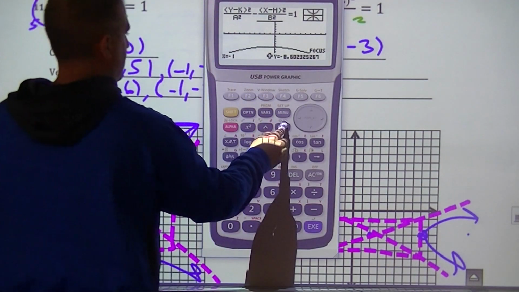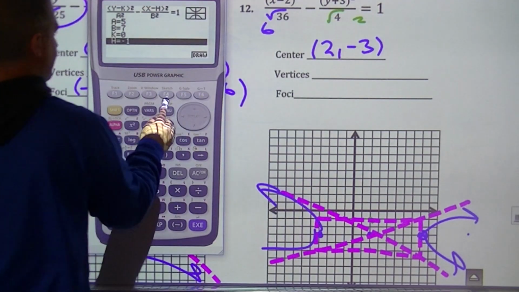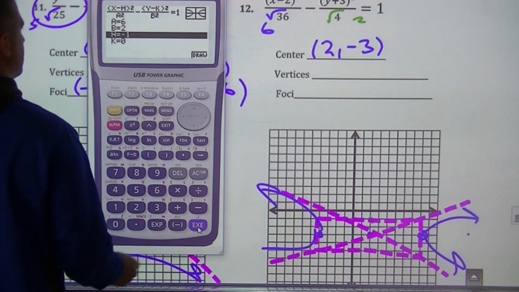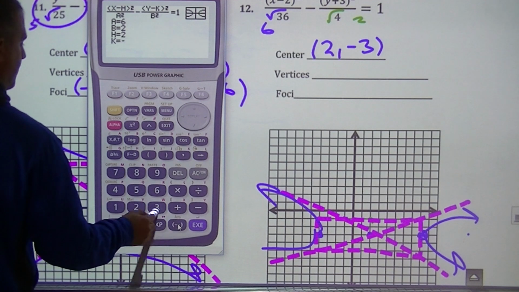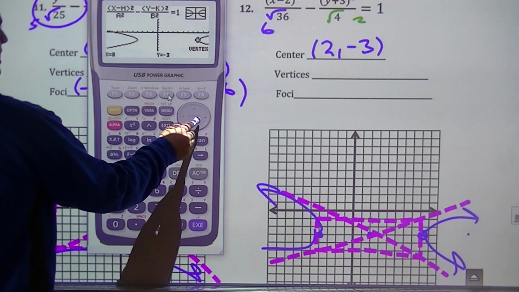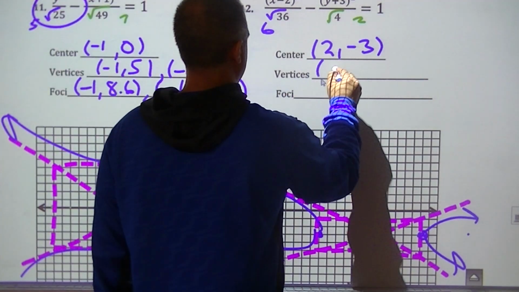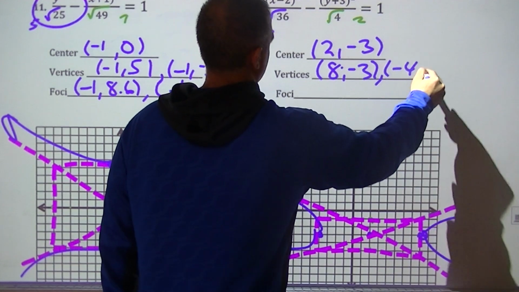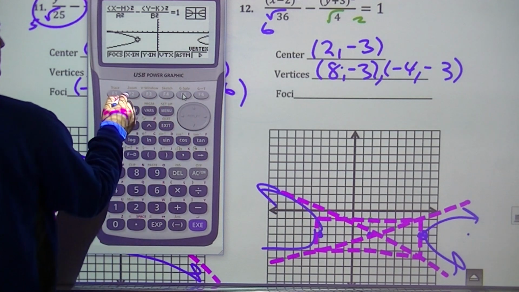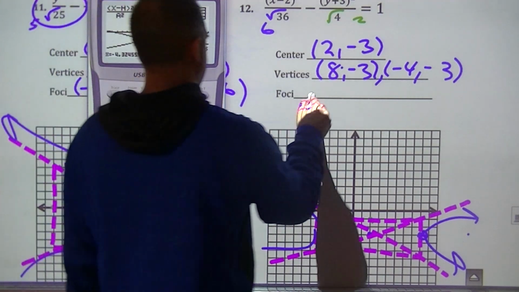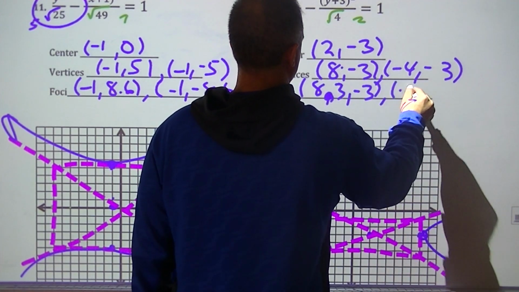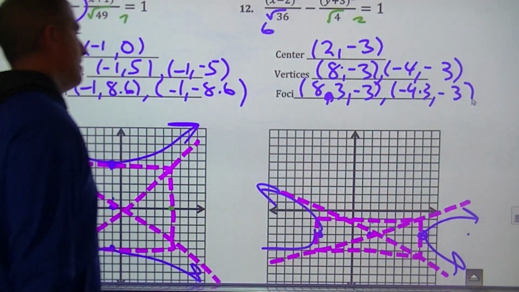Now when I go into this conic, I got to find the other one, which is this one. It'll be 6, 2, 2, and -3. Looks like ours. G-solve vertex, 8, -3, and -4, -3. Focus, G-solve focus, 8.3, -3, and -4.3. Okay, there's that information.